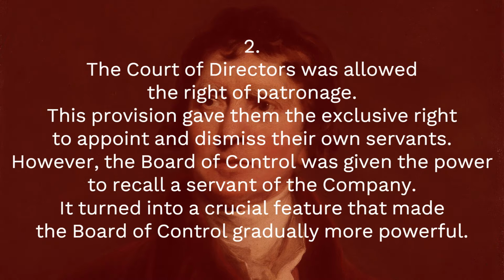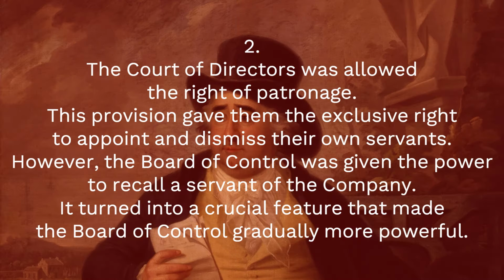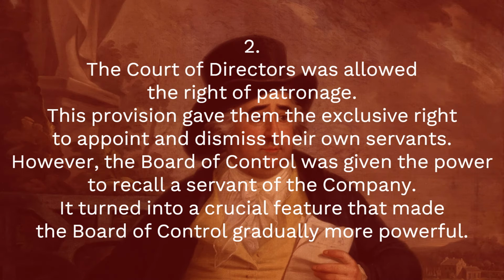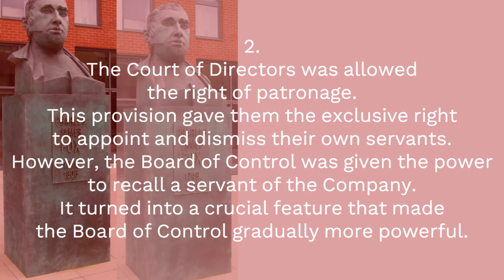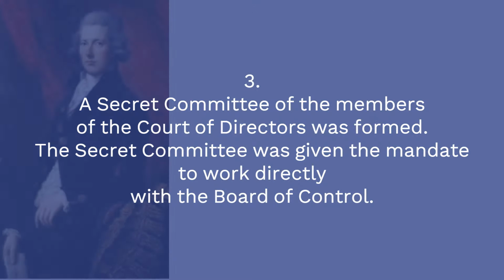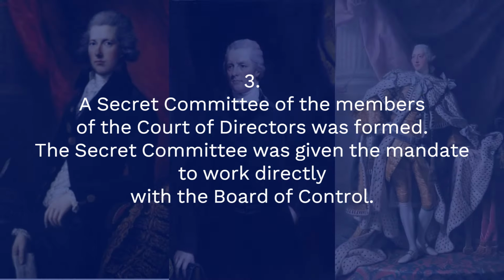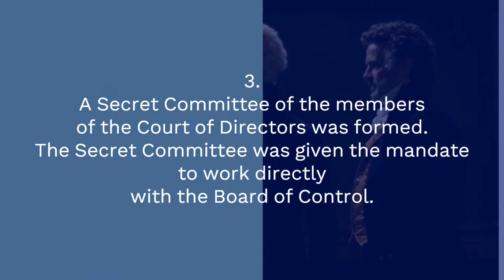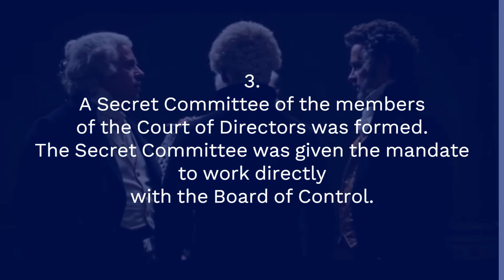2. The Court of Directors was allowed the right of patronage. This provision gave them the exclusive right to appoint and dismiss their own servants. However, the Board of Control was given the power to recall a servant of the company. It turned into a crucial feature that made the Board of Control gradually more powerful. 3. A secret committee of the members of the Court of Directors was formed. The secret committee was given the mandate to work directly with the Board of Control.